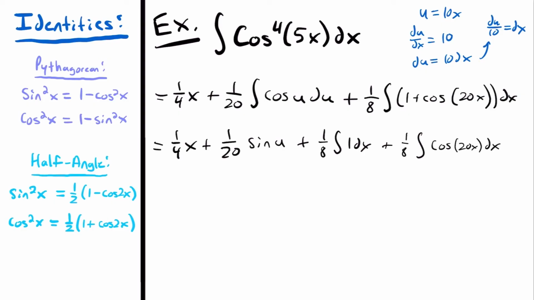Okay, and now if we replace this u for sine of u with what we set it equal to, which was 10x, this is equal to 1/4 times x plus 1 divided by 20 times sine of 10x. So now that is a completed term of our solution. And we will add that to 1/8 times the integral of 1. And remember, the integral of 1 is just x. So we have 1/8 times x.